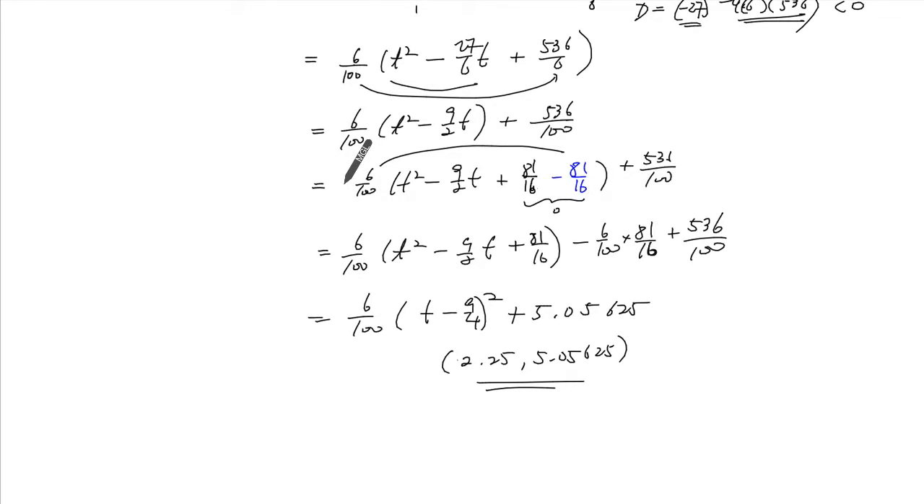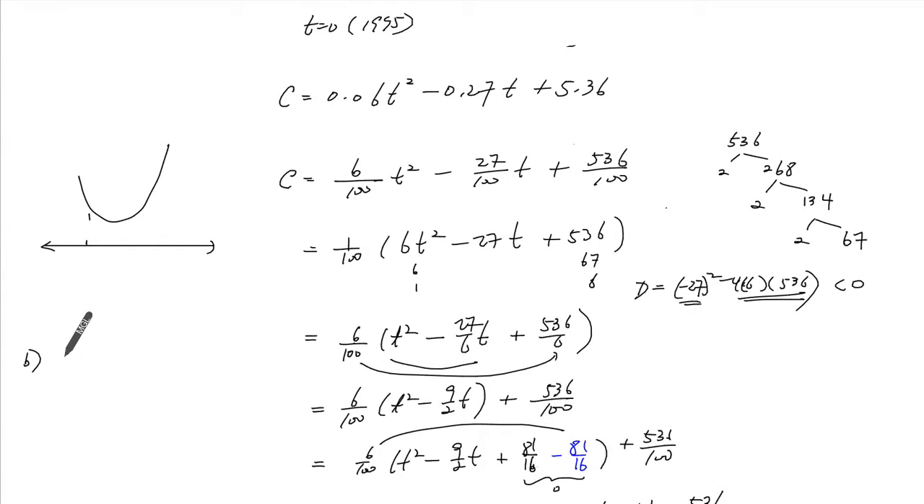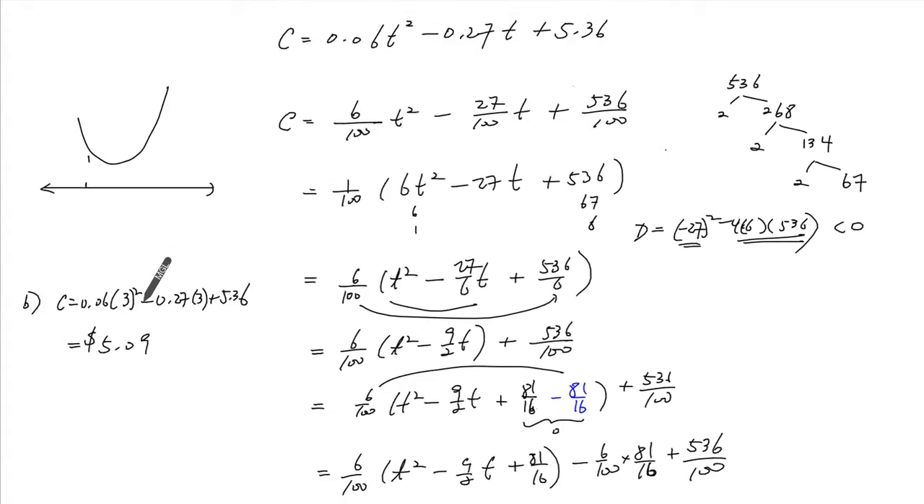So what was the ticket price that was the lowest during the period? This is the lowest price. Okay, that's the minimum. That's the location of the vertex. This is the lowest price. And then what was the average price in 1998? Well, that's just simply for part B. Okay, it's just 0.06. You just plug in 1998. Oh, sorry, 1998. 1995 is 0, so 1998 is just 3. Okay. $5.09 in 1998.